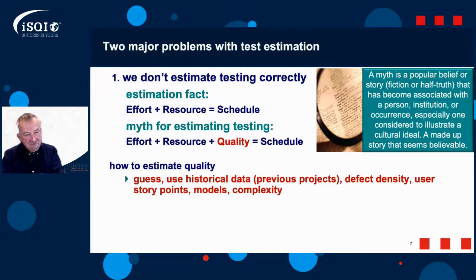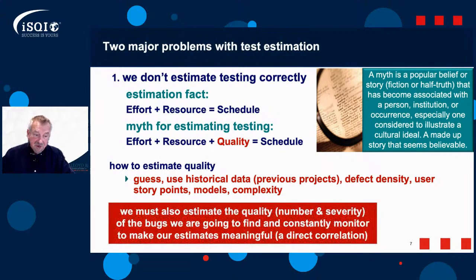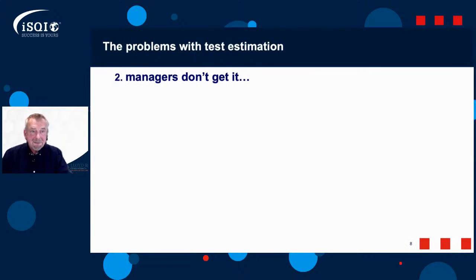Because if we think 5 days, and in that 5 days we're not going to find any more than 10 bugs, and in the first day we've found 15 bugs, we're in trouble. Okay? But it's not our fault. We're the ones that just find them. So we must also estimate the quality, the number and severity of the bugs that we're going to find potentially, and monitor to make that effort estimate meaningful. Okay, so that's my first challenge to you. Estimate the quality.